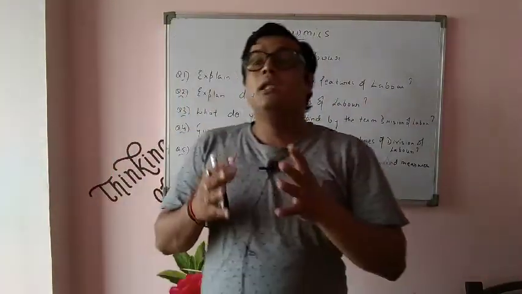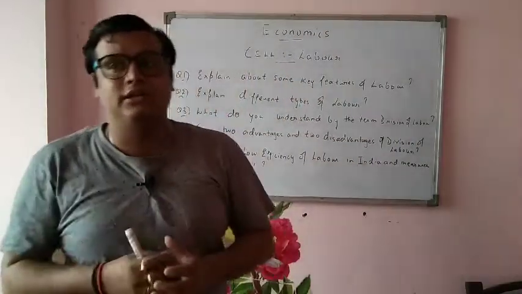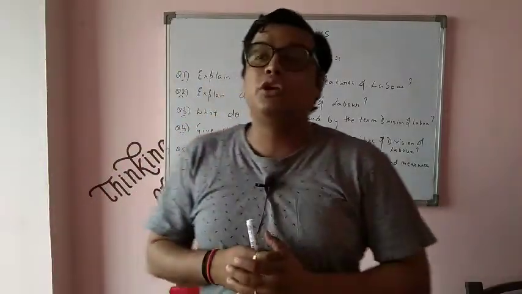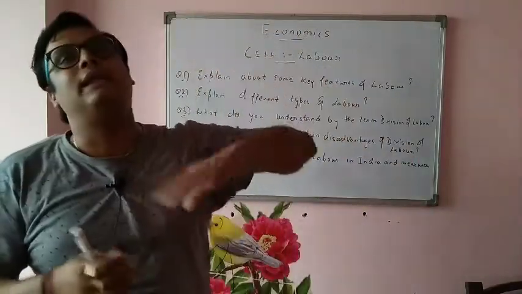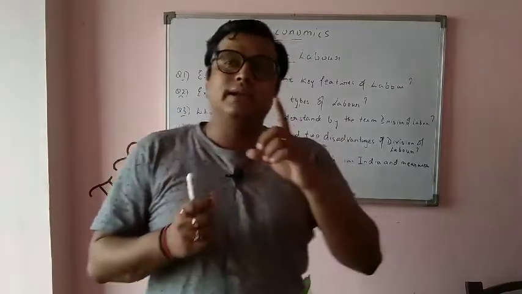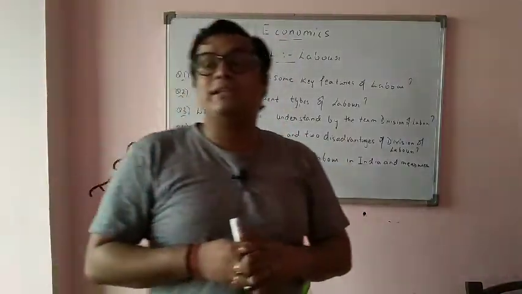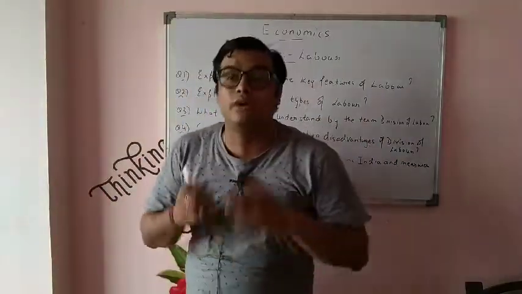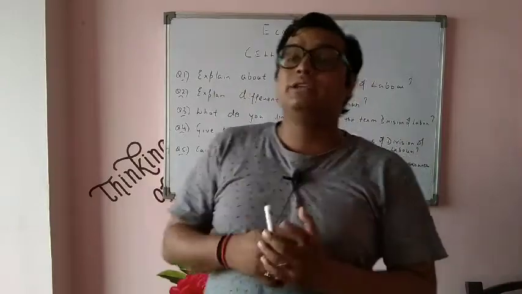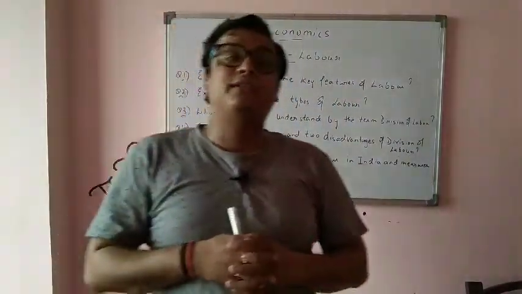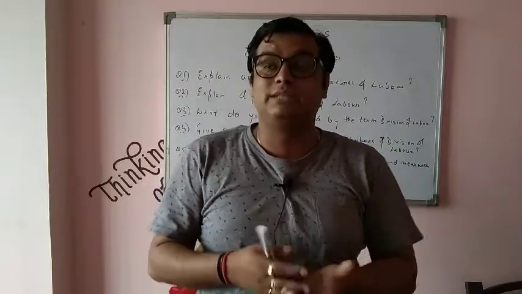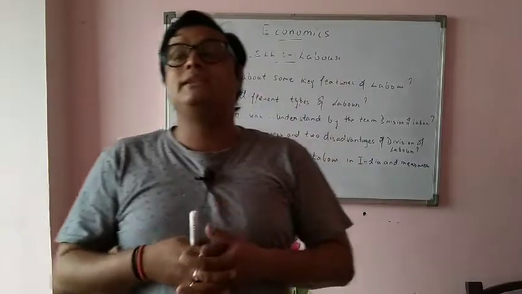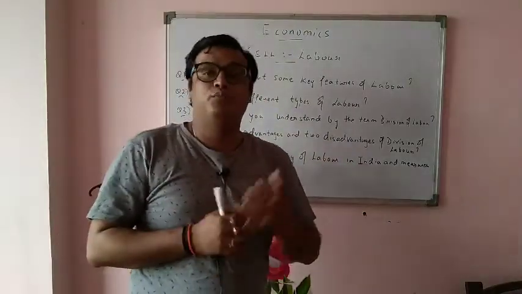First, labor is an active factor of production. What does it mean? Just remember, I've told you that land was a passive factor of production, correct? Land was a passive factor because land cannot produce anything by itself. Land has to be worked upon and then it can produce something. But labor is an active factor of production which produces things by itself, by its skill, by its labor, by its work, and that is why labor is an active factor of production.